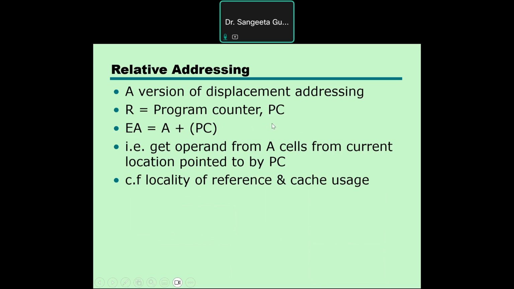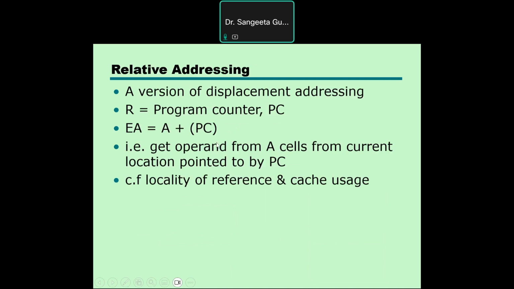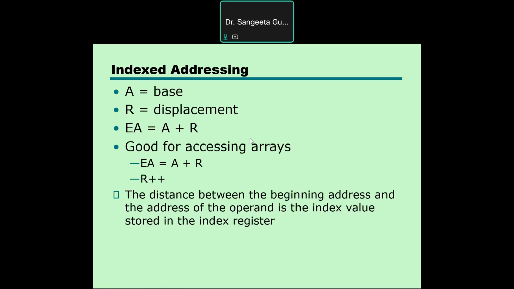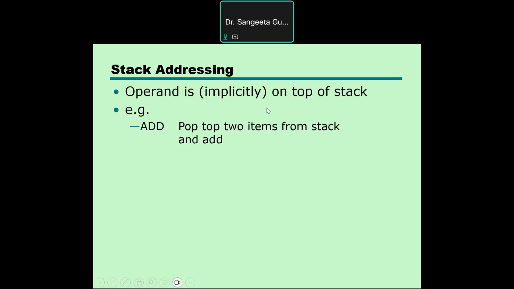Relative addressing is similar to displacement addressing, but the only difference here is that instead of adding the address to some other source, we are adding the address of the program counter with the address of the operand. This will give us the actual location of the operand from memory. Similarly, we have various other addressing modes like base register addressing mode, index addressing mode, and different combinations like post index and pre index. The final significant one is the stack addressing mode.